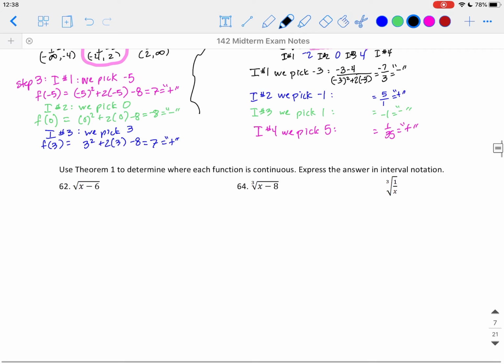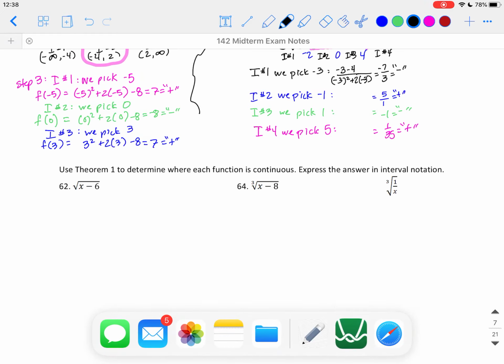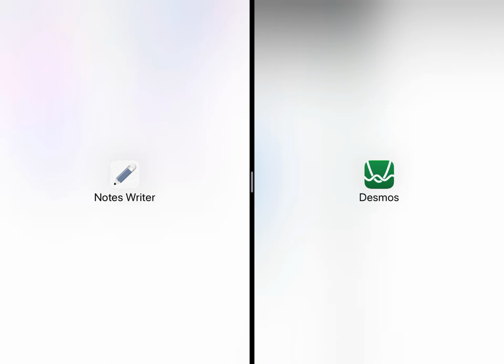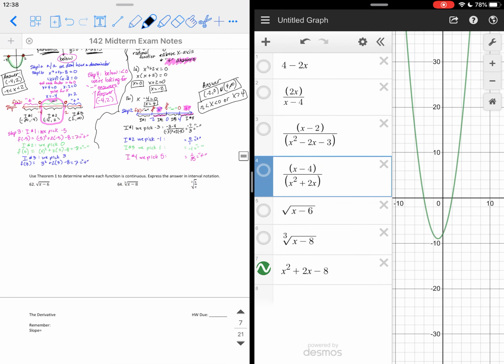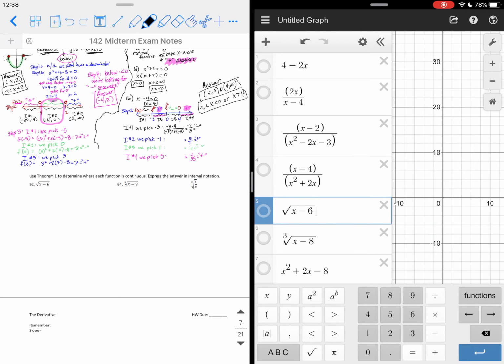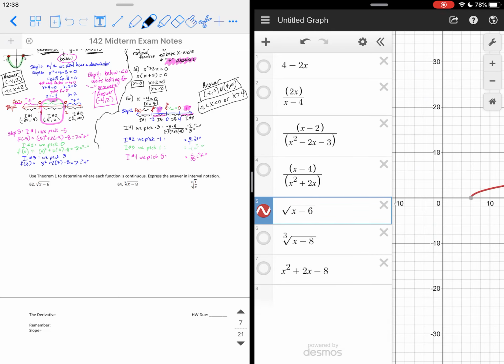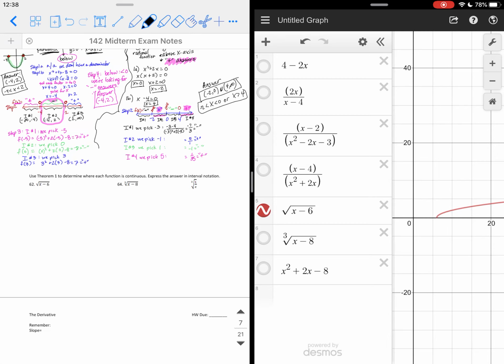Okay. So it says use theorem 1 to determine where each function is continuous, express the answer in interval notation. So here we're going to graph them. So this is the square root of x minus 6. And so that's an important point to graph. So 6, 0. So this is 6. It looks like this.